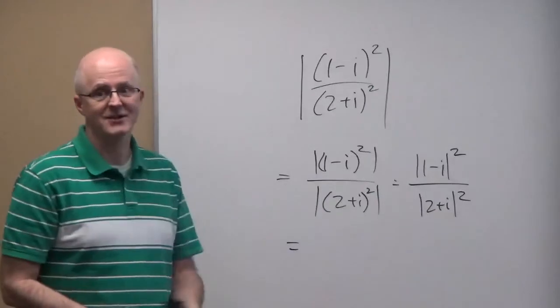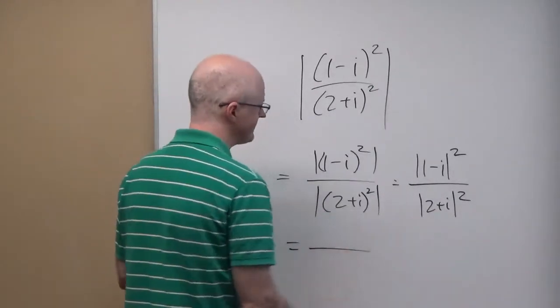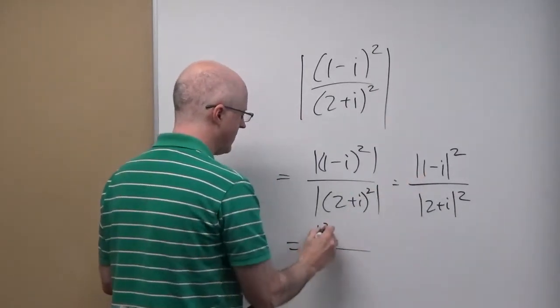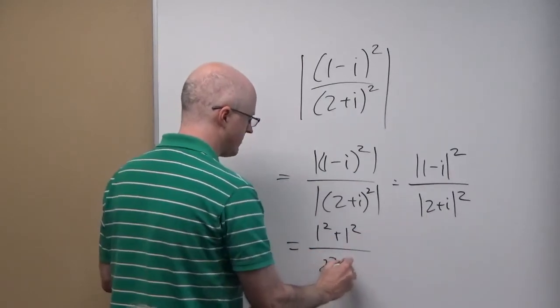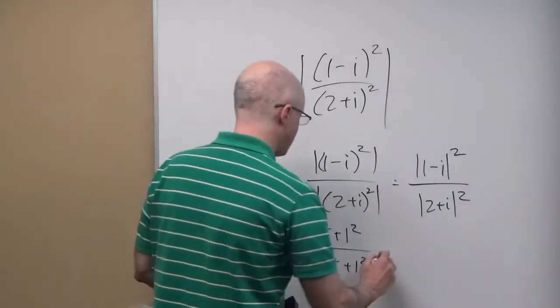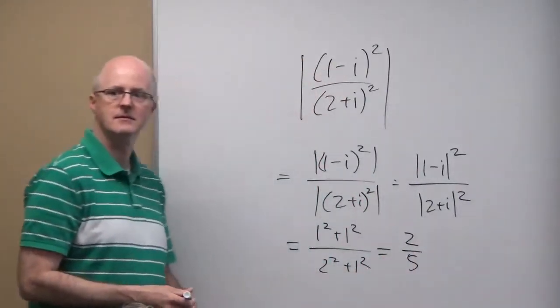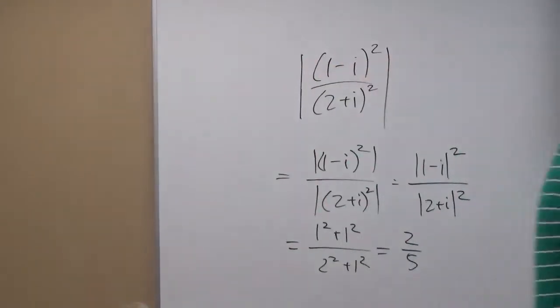You're squaring moduli. You don't need square root symbols here. The square of the modulus of this is going to be 1 squared plus 1 squared. The square of the modulus of this is going to be 2 squared plus 1 squared, looking at the real and imaginary parts. So you're going to get 2 over 5 through those. You should be able to use that property in that kind of way.